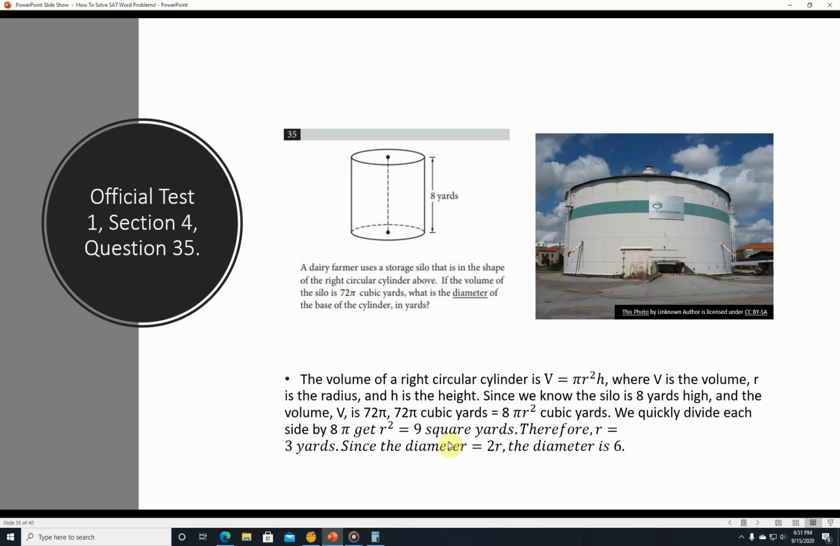Since the diameter is equal to 2r, diameter is twice the radius, the diameter is 6.